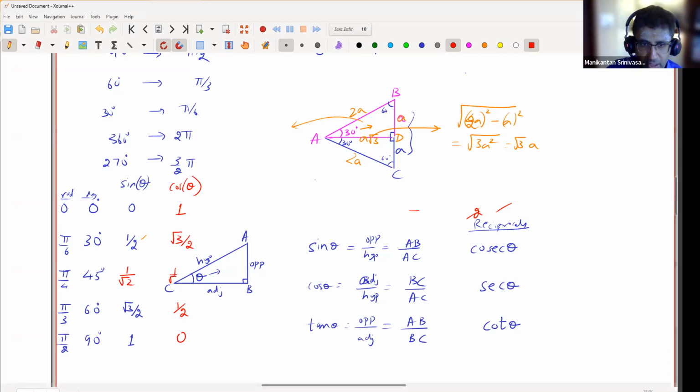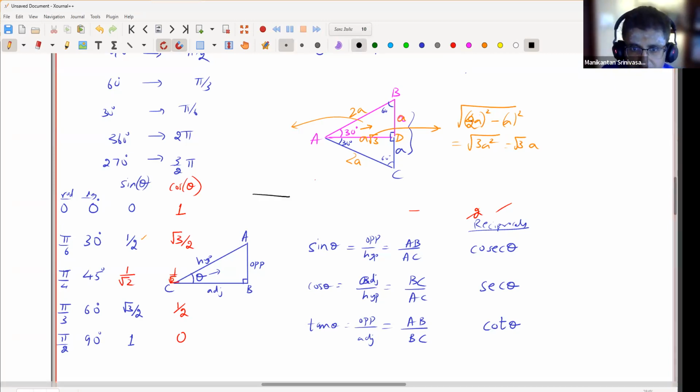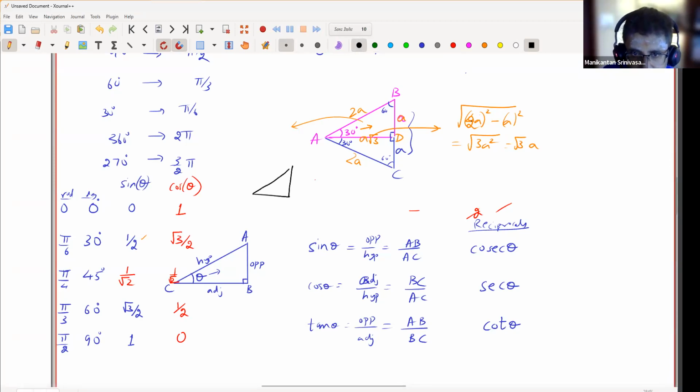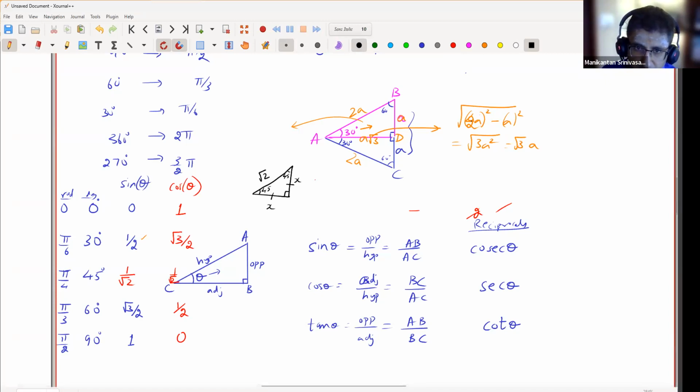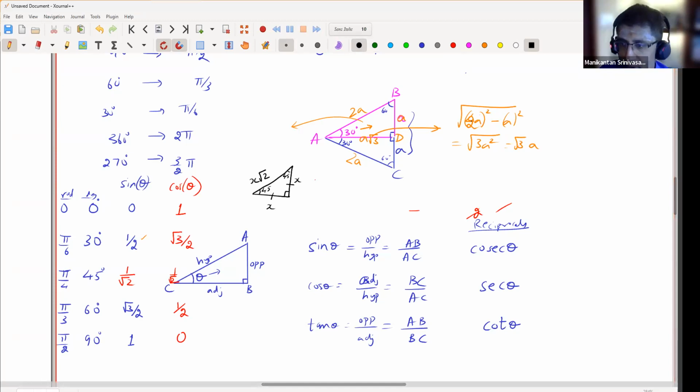And that also you can easily prove, because if I take a small 45, 45, 90 triangle, it's an isosceles and right-angled triangle. Therefore, this is 45 and this is 45. Because it's isosceles, let's say this length is x, this length is also x. Therefore, the hypotenuse becomes square root of x square plus x square, which is square root of 2x square, which is x root 2. And therefore, opposite upon hypotenuse becomes 1 over root 2. Same thing with adjacent upon hypotenuse. So this is also 1 over root 2.